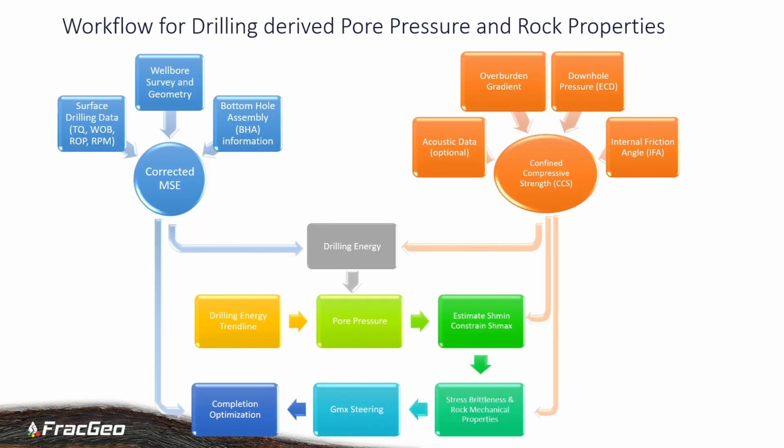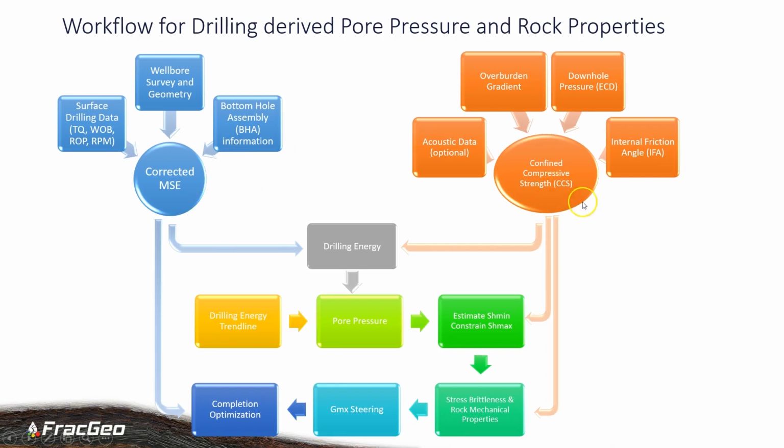So the workflow behind Drill Predictor is based on the concept of MSE, which stands for mechanical specific energy. However, it's corrected for the frictional pressure losses to get accurate estimates at the bit. Surface drilling parameters such as ROP, RPM, torque, weight on bit are used as inputs to the model, along with the wellbore survey, geometry, and the other BHA information. A comprehensive torque and drag model then corrects for the friction losses to estimate the corrected MSE.